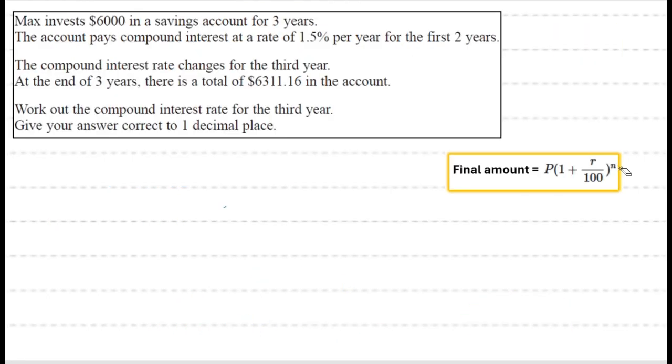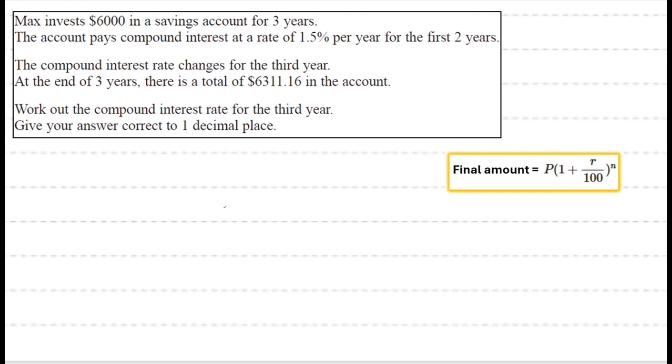Max invests $6,000 in a savings account for 3 years. The account pays compound interest at a rate of 1.5% per year for the first 2 years. The compound interest rate changes for the third year. At the end of 3 years, there is a total of $6,311.16 in the account. Work out the compound interest rate for the third year and give your answer correct to 1 decimal place.